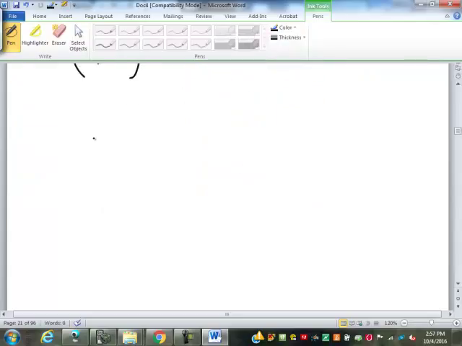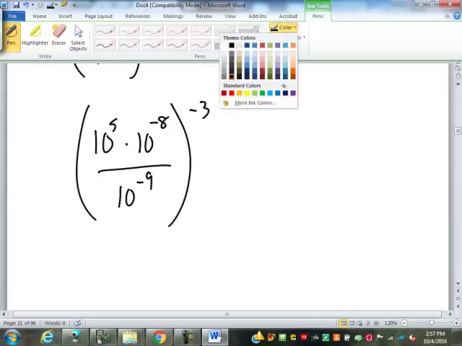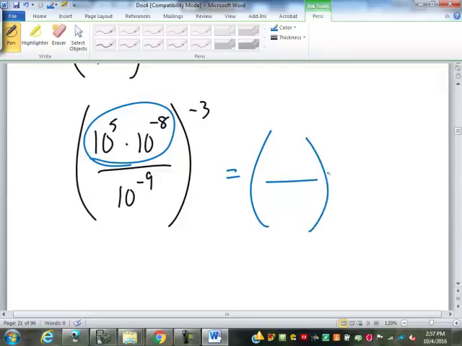How about this one? What do I have to do first here? Well, I should do the top first, right? 10 to the 5th times 10 to the negative 8th would be 10 to the... I'm going to add powers because I'm multiplying. 5 plus negative 8 is a negative 3.